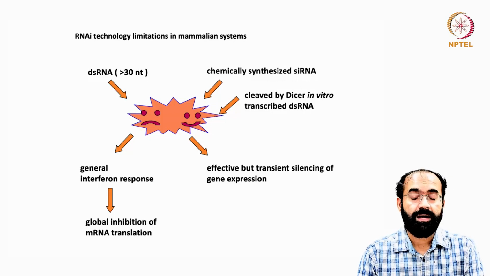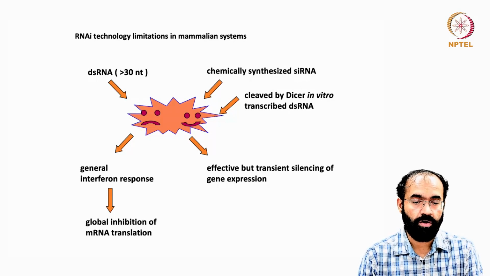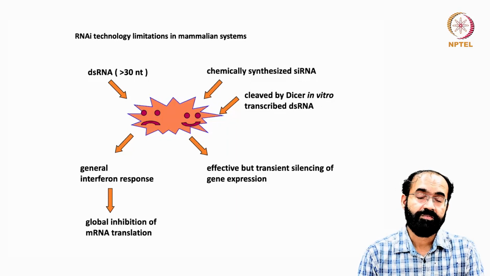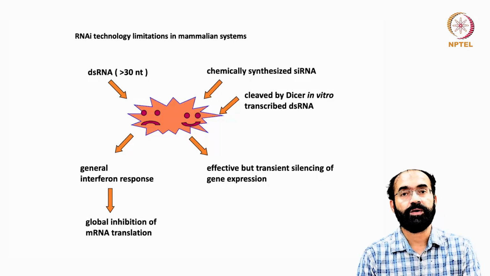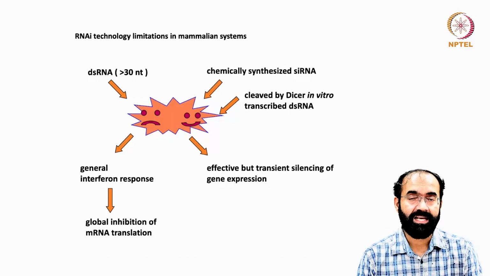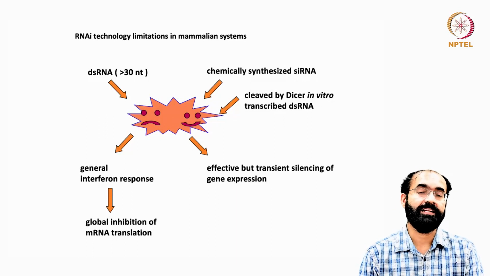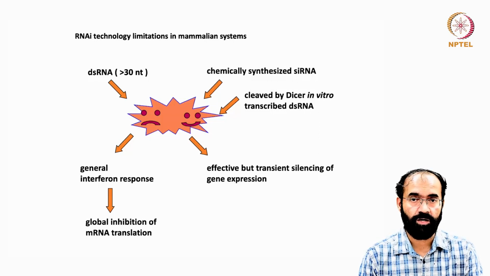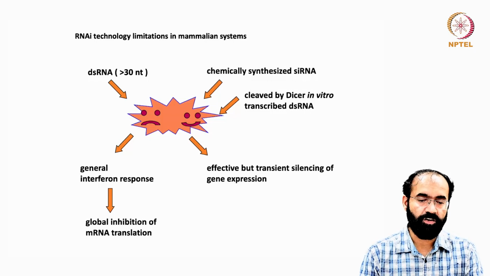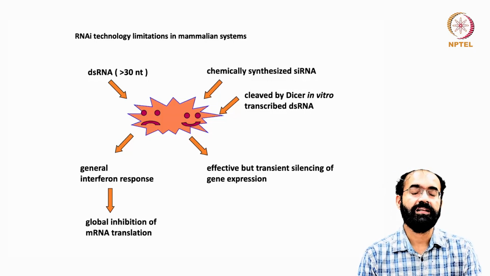And this double-stranded RNA must be around more than 30 nucleotides long. So it can follow two major directions. One is if the double-stranded RNA is longer than 30, then it can create a general interferon response. Interferons are chemicals induced after a viral infection or viral injury. So the body induces interferons to counter the action of viruses, and this can eventually trigger global inhibition of mRNA translation. So no cell will produce any protein. So complete blockade, including the virus.